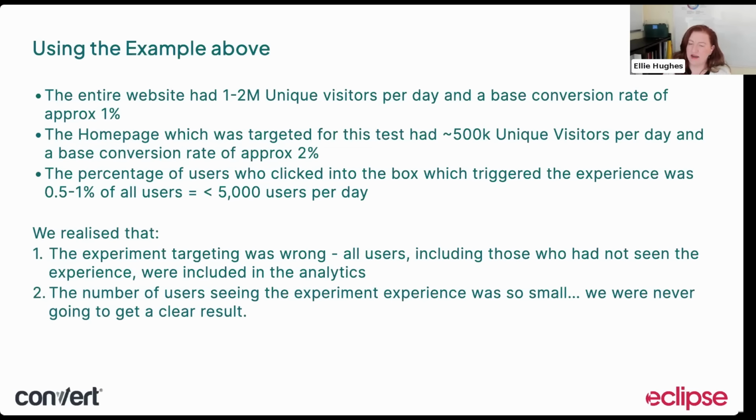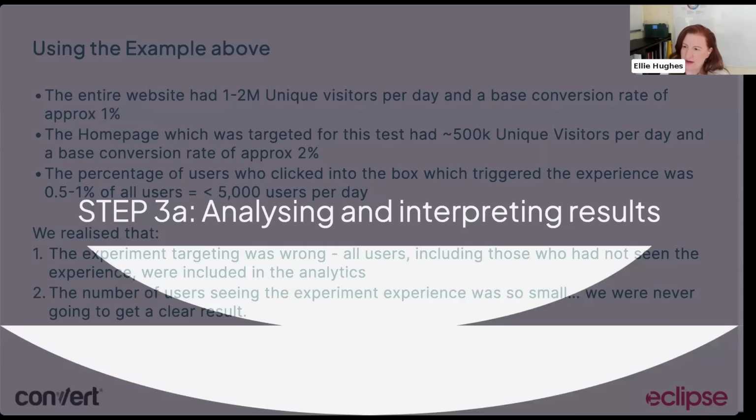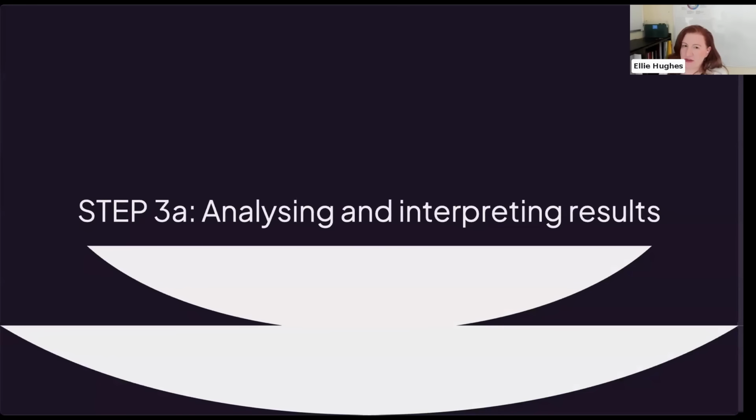But also we realized the number of users seeing this experience was so small, we were never really going to get a clear result. This was one of those ones where it would have to run for a really, really long time. What we realized is that we should have sample sized our experiment better. We should have known what scope we should have done, which is how we come on to my next section, which will be about sample sizing, or how many users should I allow into my experiment. So analyzing and interpreting the results.